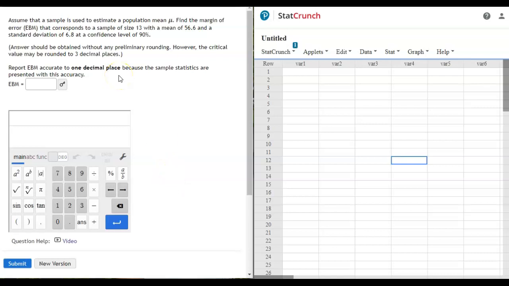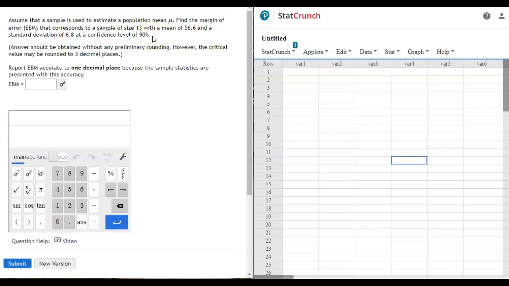On this question, you're asked to find the error bound for the mean. It says, assume that a sample is used to estimate a population mean, mu. Find the margin of error that corresponds to a sample size of 13 with a mean of 56.6 and a standard deviation of 6.8 at a confidence level of 90%.